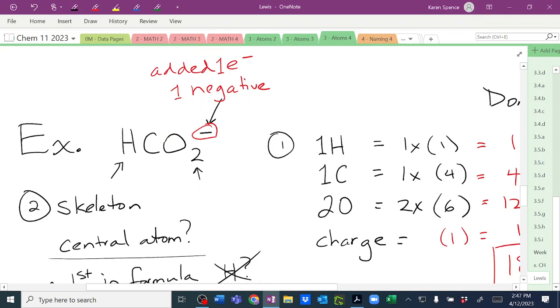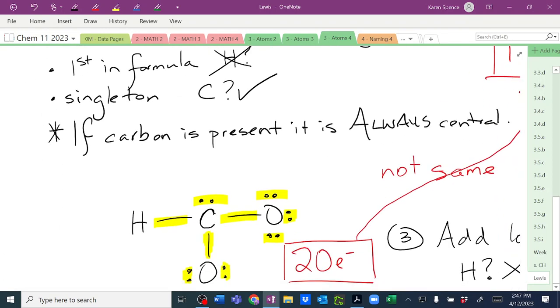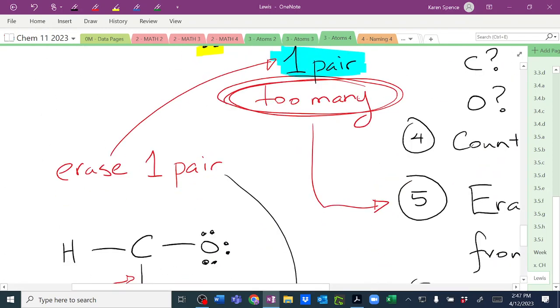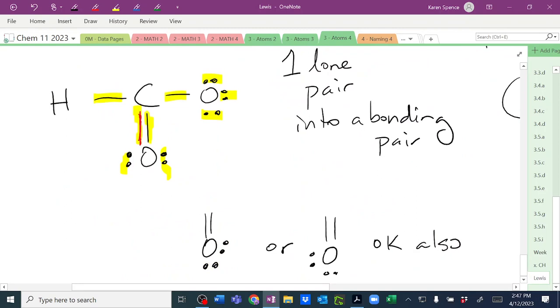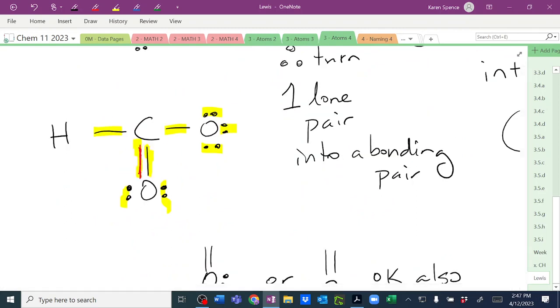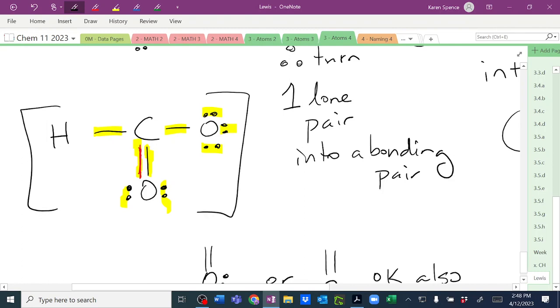When it is an ion, what's the extra step I have to do? Brackets, what kind? Square or round? Square. And the charge, you can either write minus or -1, whatever you prefer. I like minus because that's the grown-up way of doing it. Okay, and there we are. We're done.